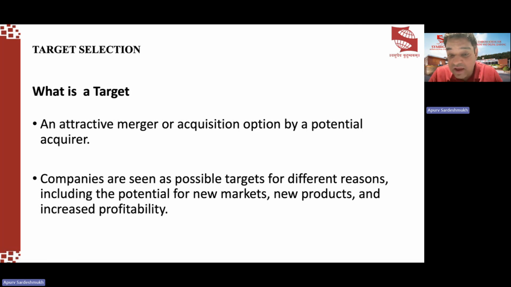There are various reasons why companies are seen as attractive options, as possible targets. It could be for new markets, new products, increasing profitability, increase in revenue streams, better economic feasibility, increasing the value for stakeholders. There are a lot of reasons why a company would look to acquire another company, and hence a lot of reasons why a target is considered attractive. The fact that the target fulfills your requirement becomes very important, and in that respect target selection also becomes very important.